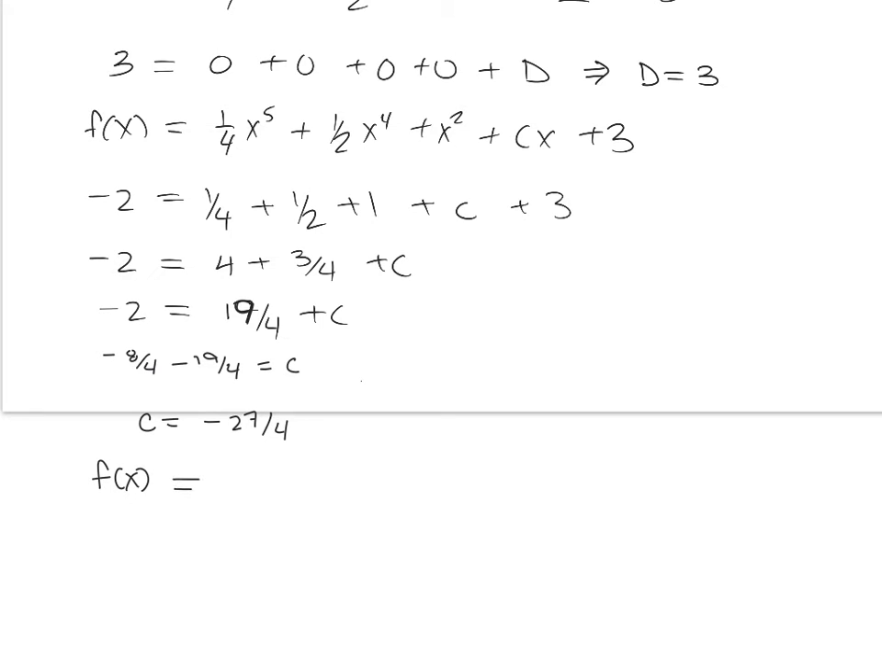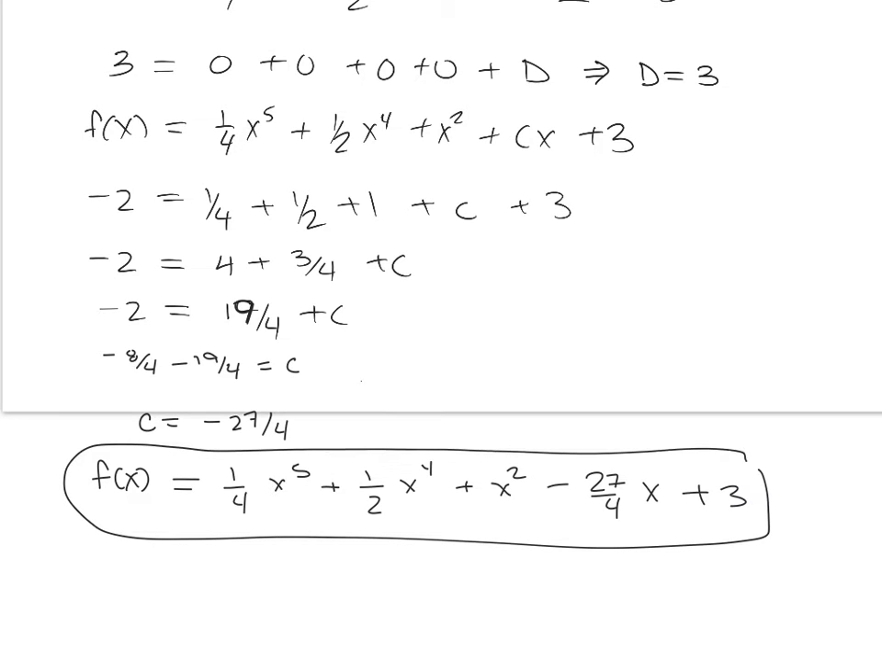So your function f of x is 1/4 x to the 5th plus a half x to the 4th plus x squared minus 27/4 x plus 3. Is that all right? Other than arithmetic being the bane of your existence, bane of mine.